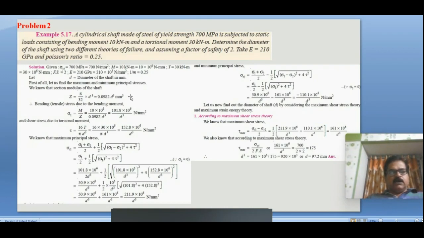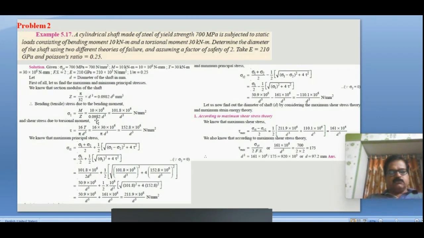So here the member is subjected to both bending as well as torsional moment. Bending stress is found from the bending moment upon the section modulus, and the torsional moment is obtained by T is equal to pi by 16 d cube into tau, and from that you can write the torsional shear stress is 16 T by pi d cube. So in both of these, you have the unknown value, the diameter d.